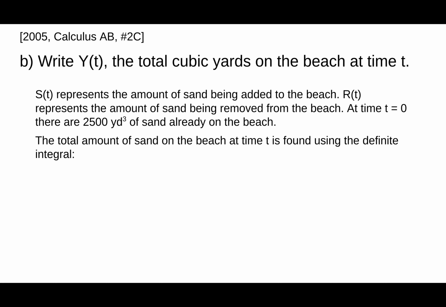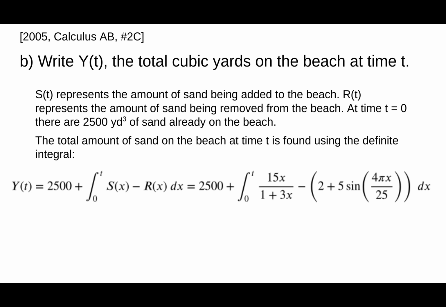Right, so the total amount of sand on the beach at time t can be found using a definite integral. All right, so y of t would be the amount of sand on the beach at time t equals 0, which is 2,500, plus the integral from 0 to t of S of x minus R of x dx, which would just be 2,500 plus the integral from 0 to t of 15x over 1 plus 3x, minus the whole function 2 plus 5 sine of 4 pi x over 25 dx.